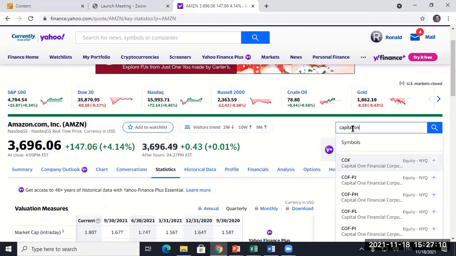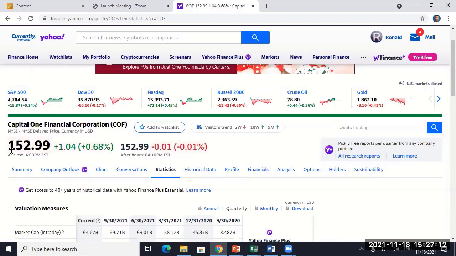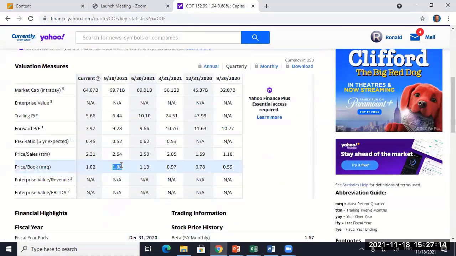I can never remember the COF. I can remember their ticker. Most likely they would look at the price to book for Cap 1. It's 1.08, and they would probably sell their bank. They'll take their GAAP net worth, multiply by 1.1, and that's probably what they try to get for it, because they're most like Capital One versus anybody else.